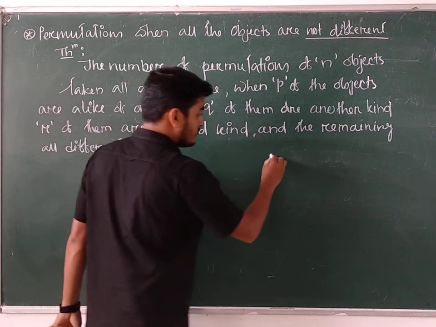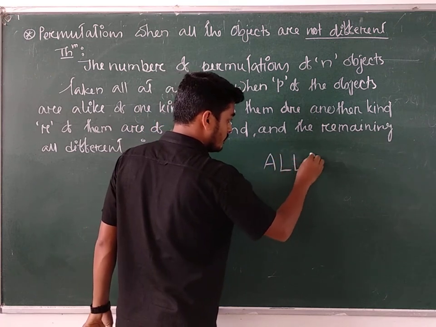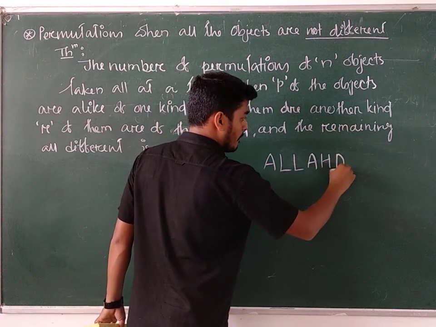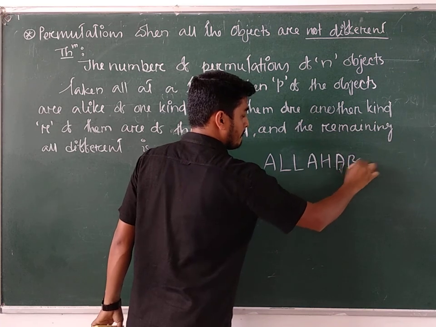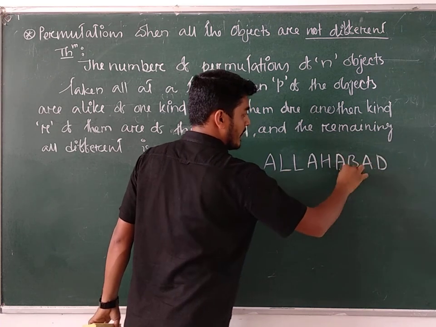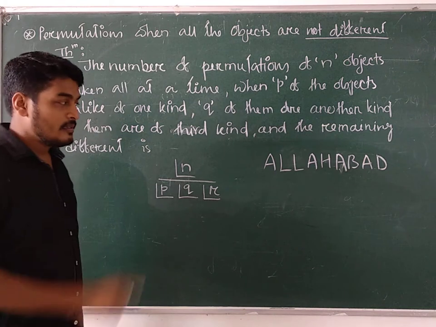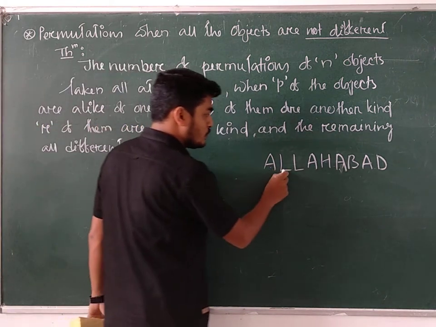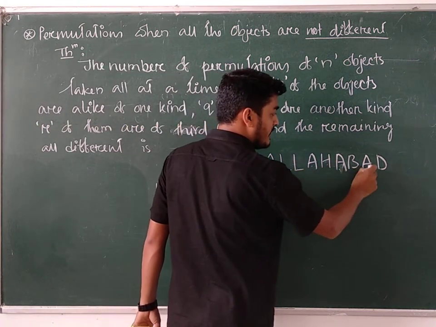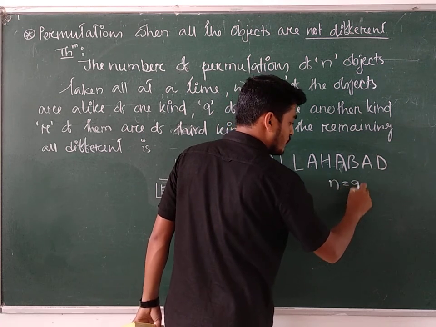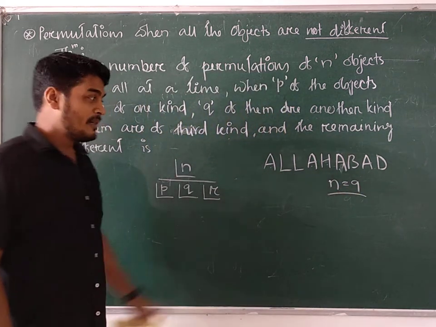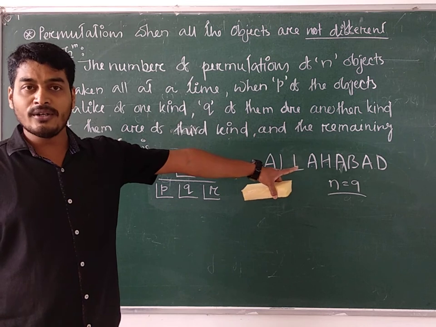For example, Allahabad. How many letters are there? 1, 2, 3, 4, 5, 6, 7, 8, and 9. So n is equal to 9. The total number of letters is 9. But are all distinct? No, all are not distinct.